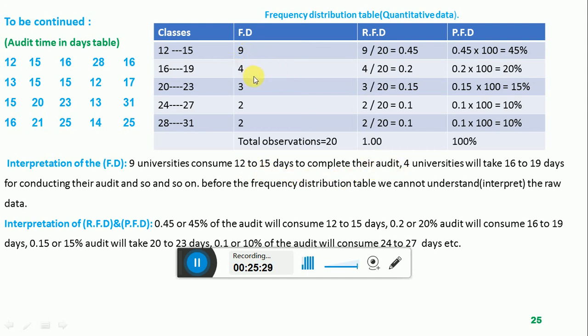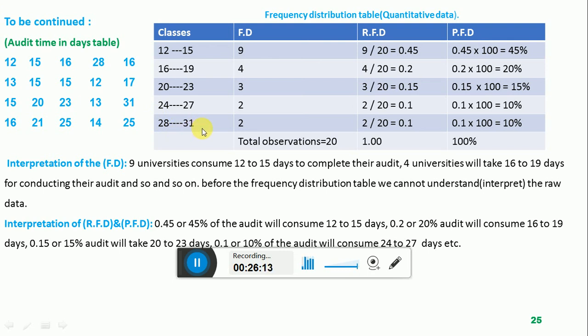The interpretation of the frequency 4 is that the audit of 4 clients will consume 16 to 19 days, and the interpretation of the frequency 3 is that the audit company will consume 20 to 23 days to complete the audit of 3 universities or 3 clients. Similarly, the frequency 2 means that the audit of 2 universities will consume 24 to 27 days, and the last frequency 2 means that the audit of 2 universities, the 2 clients, will consume 28 to 31 days.